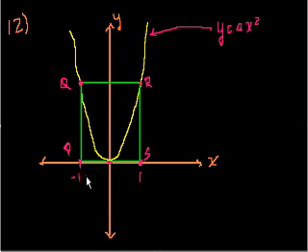Well, do we know any points that are on that? Both R and Q are on it, so if we could just figure out the coordinates of R and Q, then we will be set. So what can we do? Well, they told us the perimeter of this rectangle.